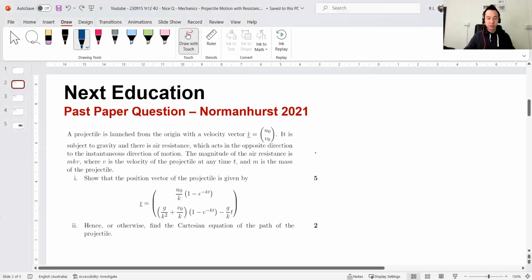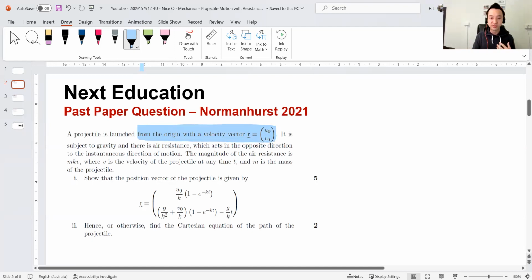So the question from Norman Hurst looks like this, where the question says a projectile, projectile motion, is launched from the origin. That's important, right? Initial conditions there: when t equals 0, x equals 0, y equals 0, with an initial velocity as well. So this is good because that gives us the initial conditions, right?